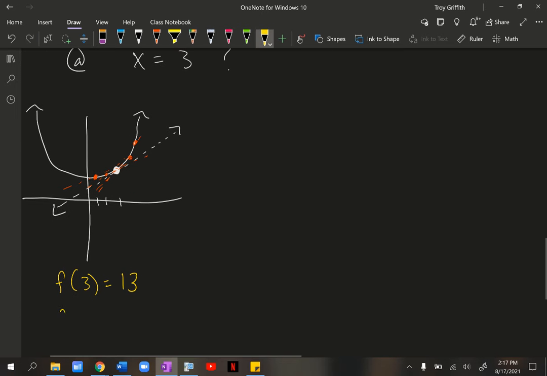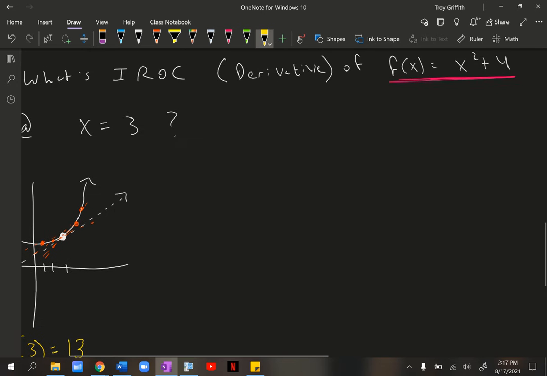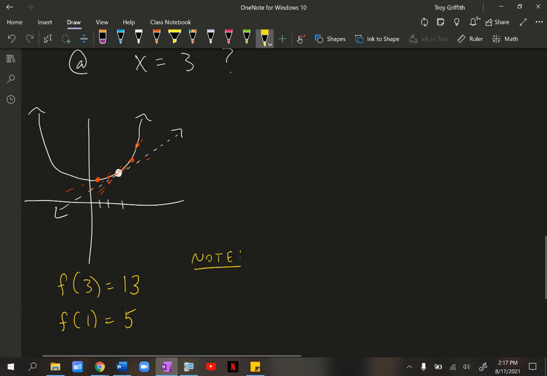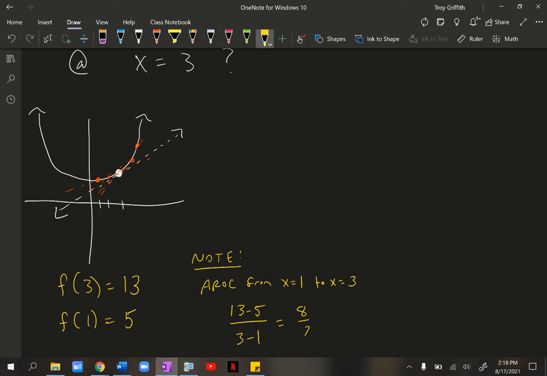Let's just say, for example, we wanted to find the average rate of change between 1 and 3. If I plugged in 1 into this function, 1 squared is 1, plus 4 is 5. I'm just going to put a little note here, and we'll try this in just a moment. The average rate of change from x equals 1 to x equals 3 along this function is 13 minus 5, the change in y, divided by 3 minus 1, the change in x. So that would be 8 divided by 2. So the average rate of change from 1 to 3 is 4. Again, this is sort of a side note.